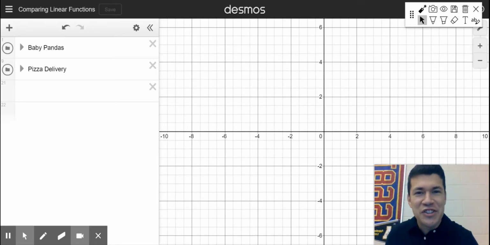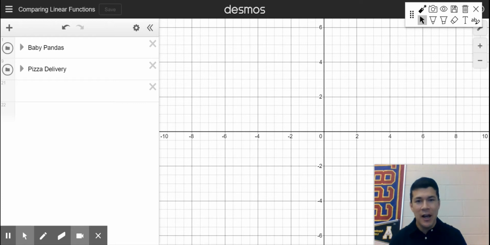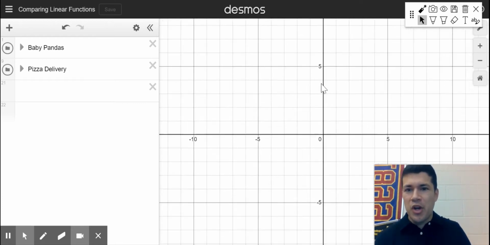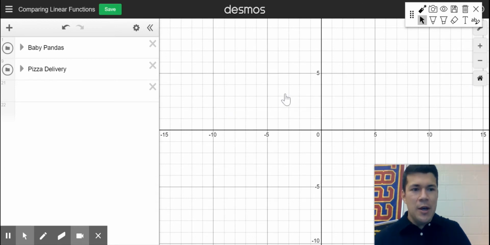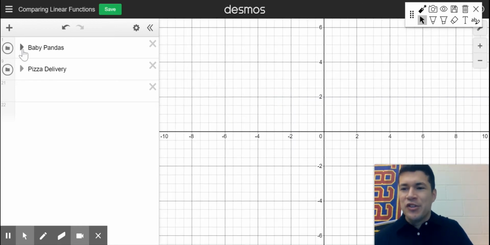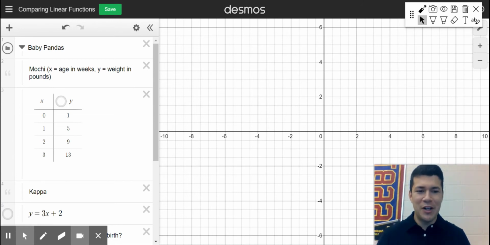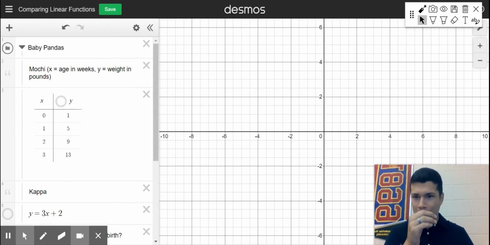Good morning. Got just enough time to talk to you about baby pandas and pizza deliveries and linear functions, and it's going to be great. So let's start with a couple of scenarios. Baby pandas. Okay, so we've got two baby pandas in a zoo, and I've used this example for several semesters. Got it from Buncombe County.